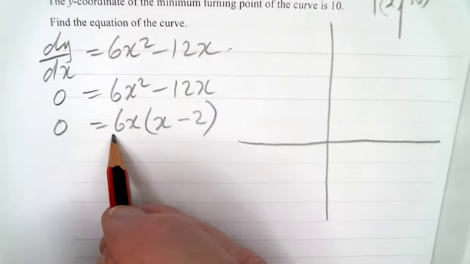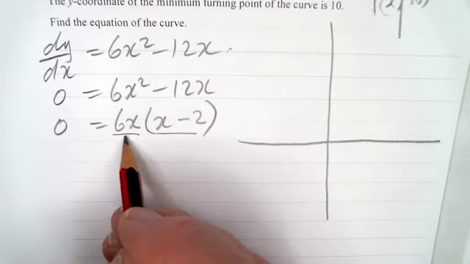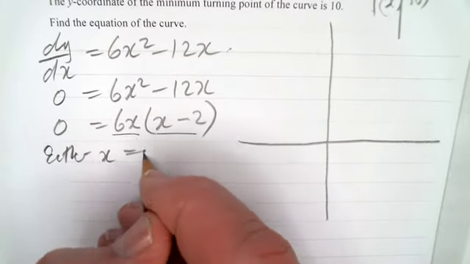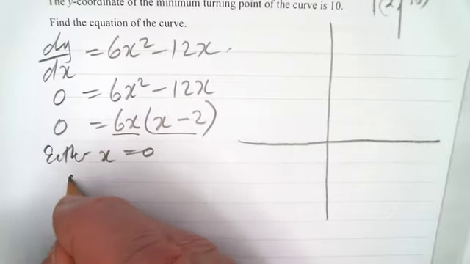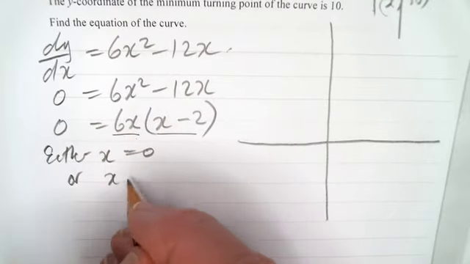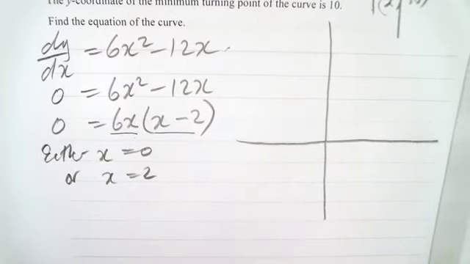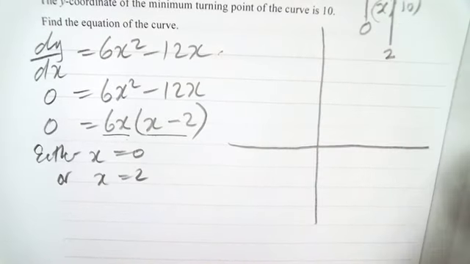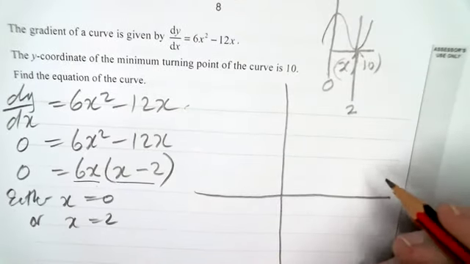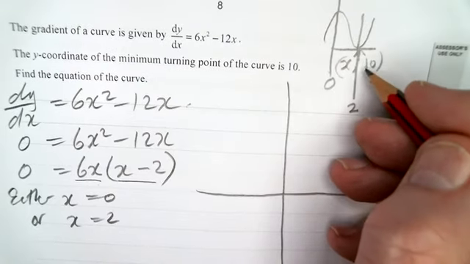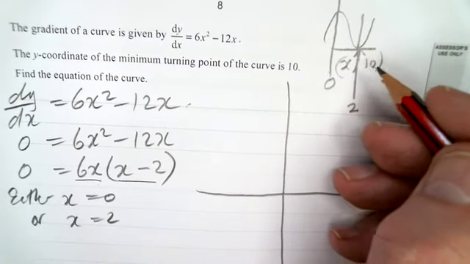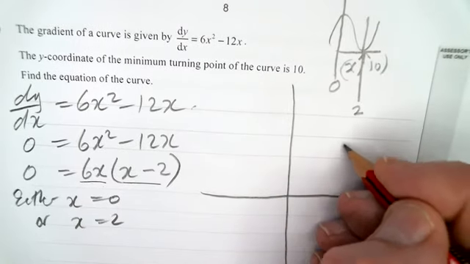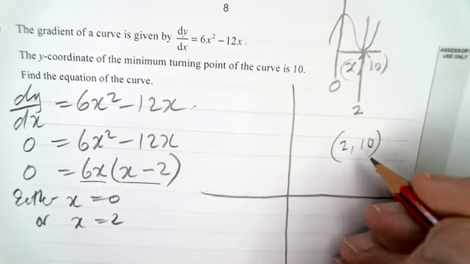So either this is 0 or this is 0. If this is 0, then either x is 0, because 6 times 0 is 0, or x is equal to 2. So this value here must be a 2, and this value here must be a 0. So that's roughly what it's going to look like, yeah? So I've got this value here is going to be 2 comma negative 10. So my actual point, my reference point, is 2 comma 10. And that's the minimum point.